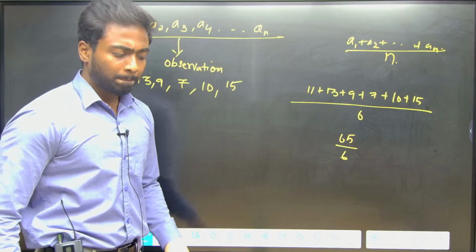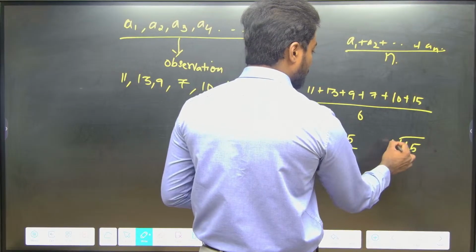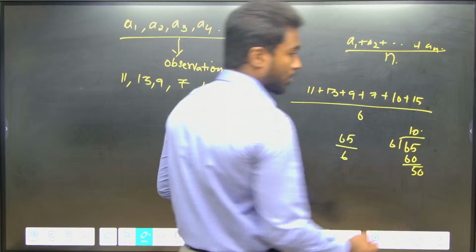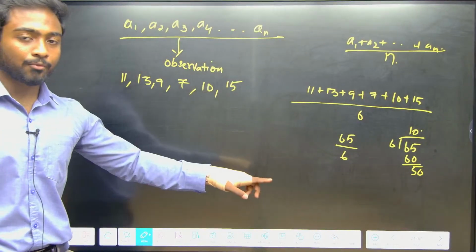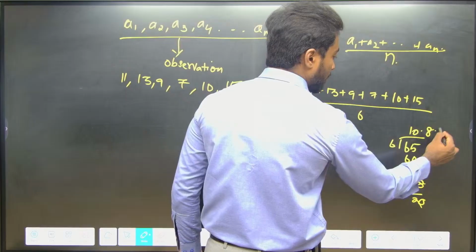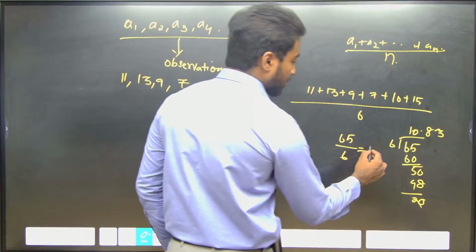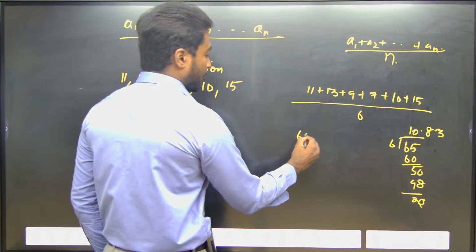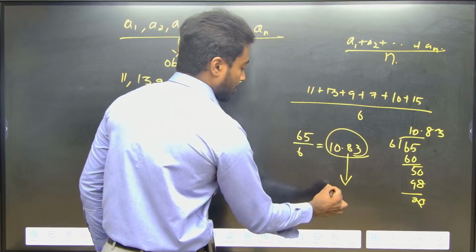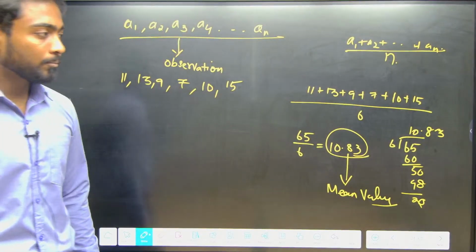Around how much will I get? Around 10 point something. 6 tens are 60, remaining 5, so 6 sevens are 42, 6 eights are 48, so 2 remaining, again 0, so I can get the value. How many decimals do I want? I can get that many decimals. So 65 by 6 equals 10.83. So this is my mean value. I hope you got it right.